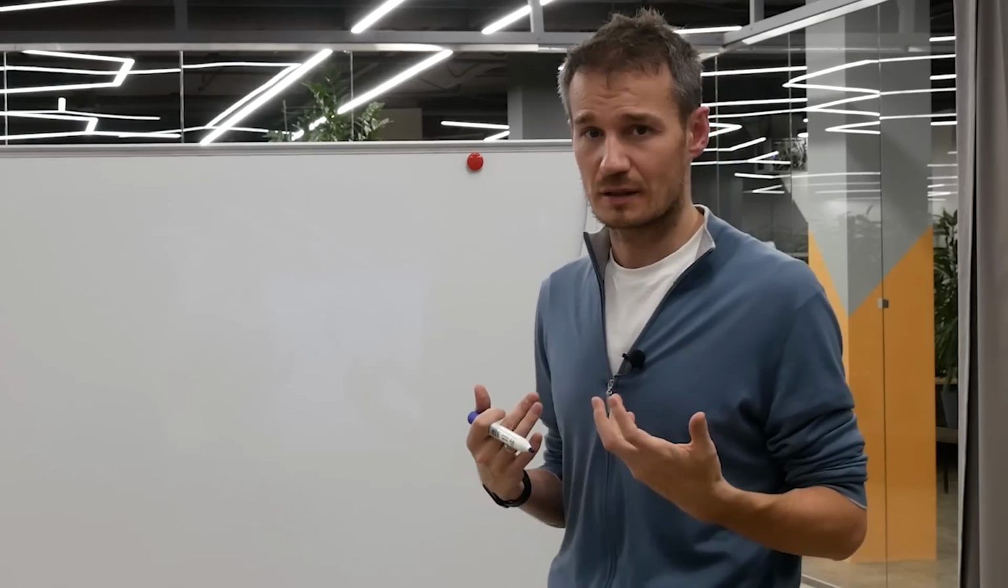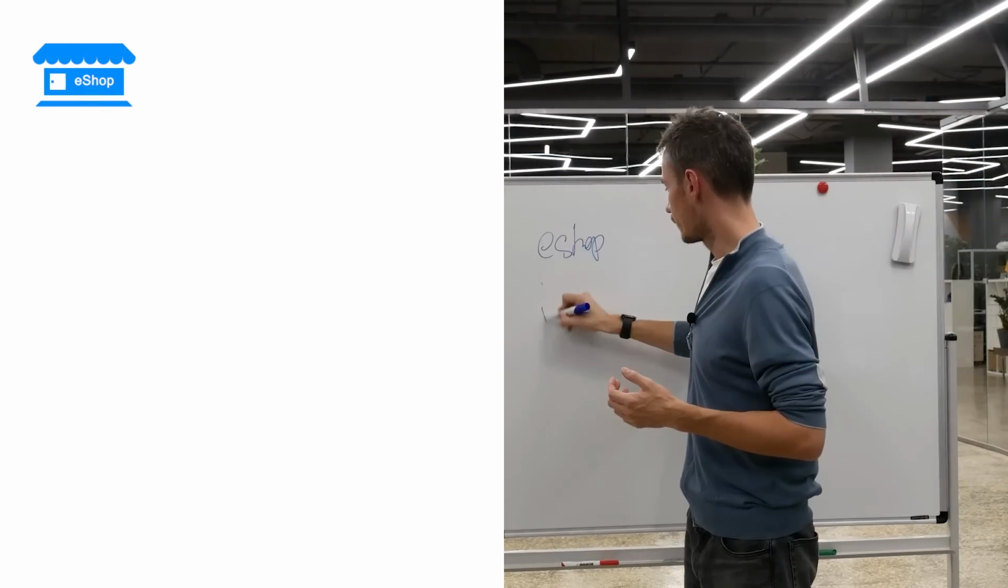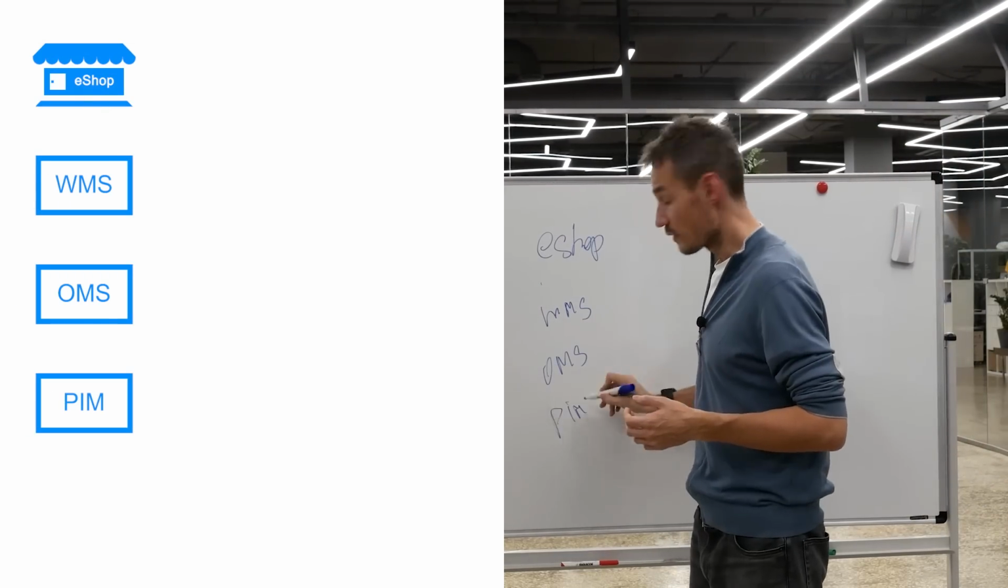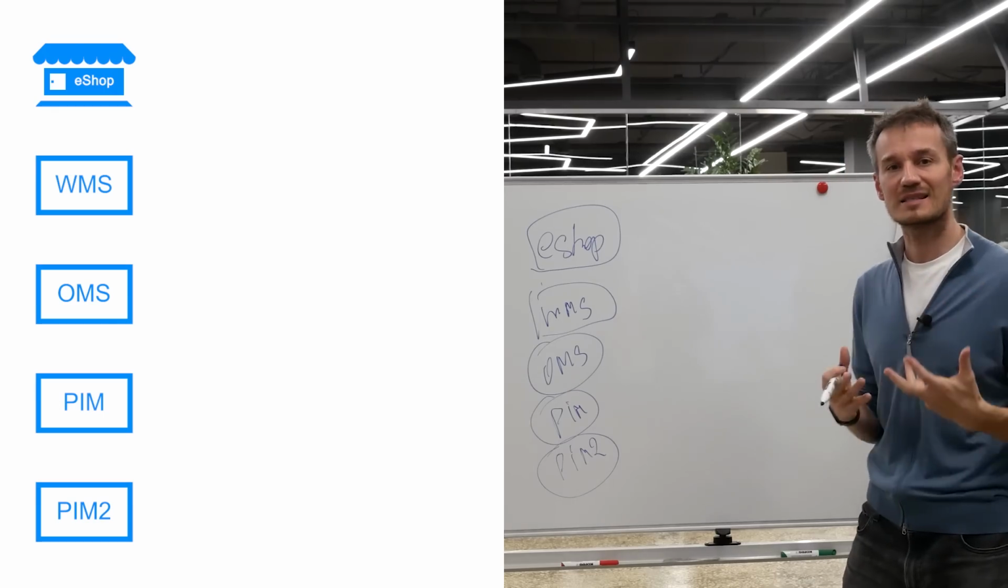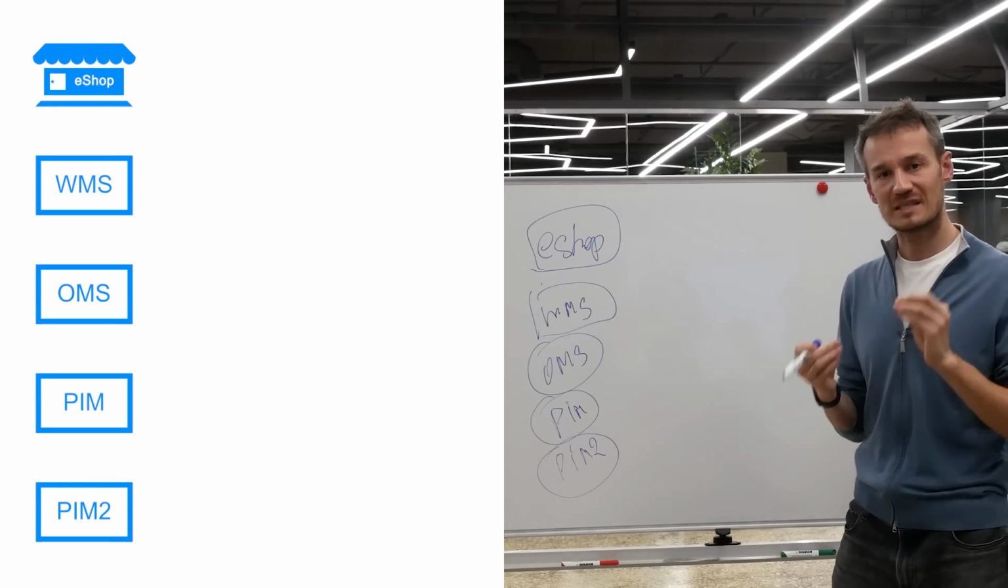The first scheme that we use is a service card. What's a service card? It's a list of all the services that we will use. eShop, WMS, OMS, PIM. It doesn't matter what service. There may be several PIMs. What do we usually want to show on this service card?